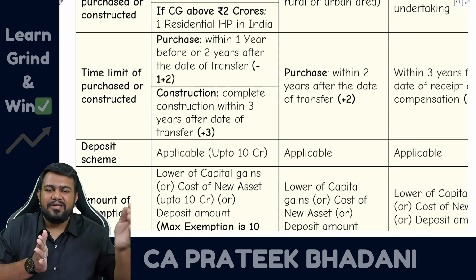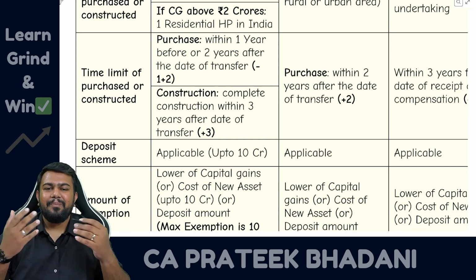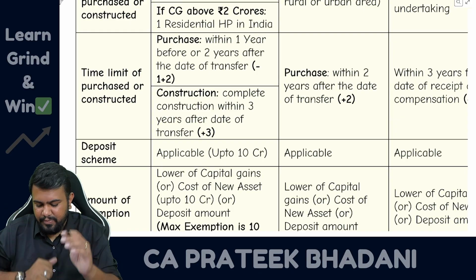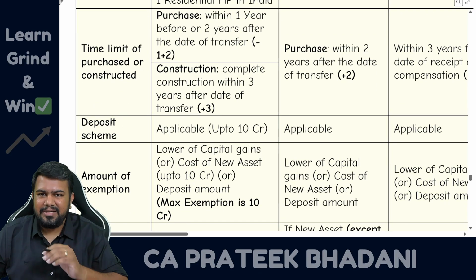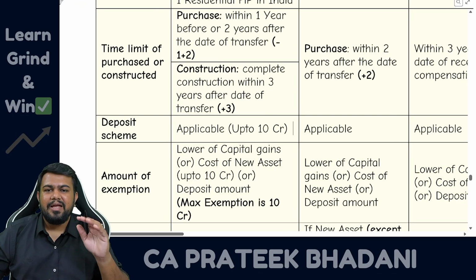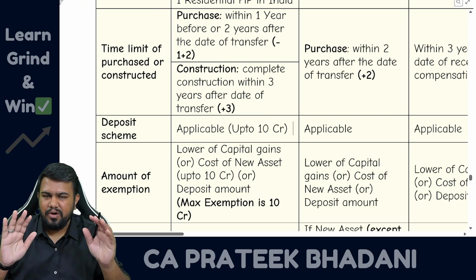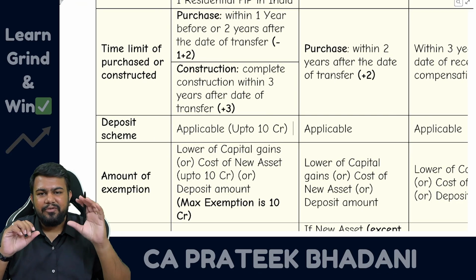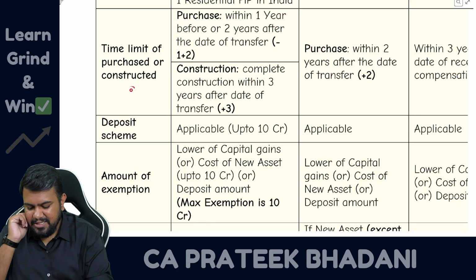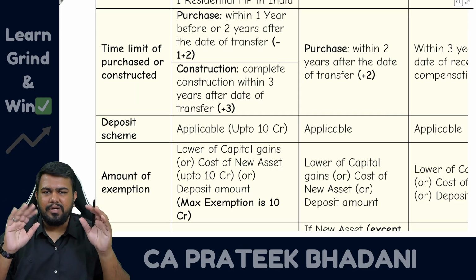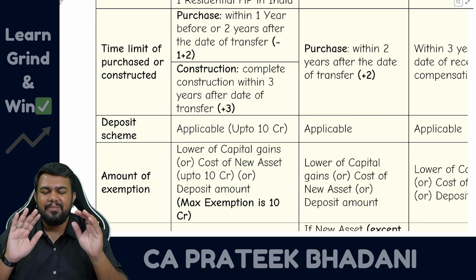Within 3 years after the date of transaction, you can also complete the construction of a new house. Now, the deposit scheme. The return filing due date will come before that itself. If the assessee has not purchased or constructed the new house within the return filing due date, then whatever amount of capital gain is there, he should deposit in the CGAS account, the capital gain account scheme account, in the bank account.